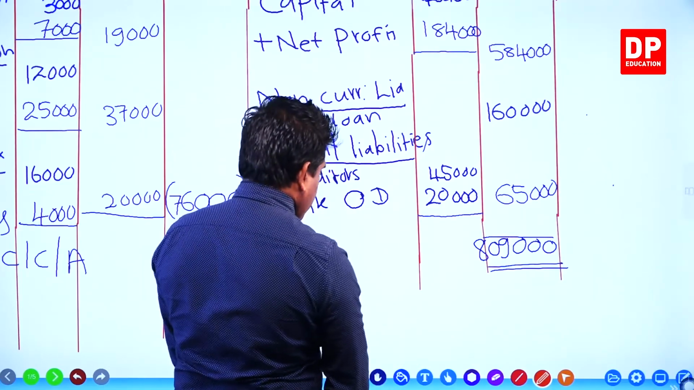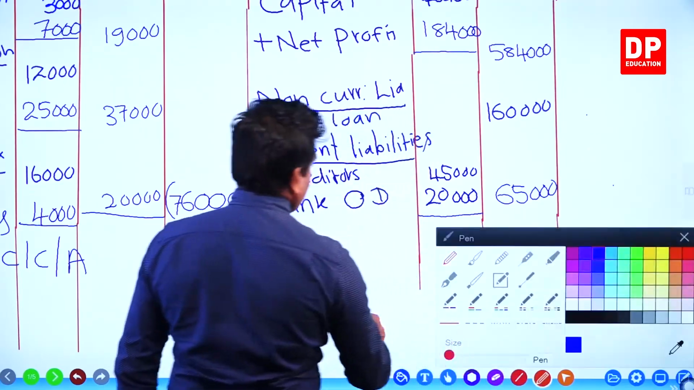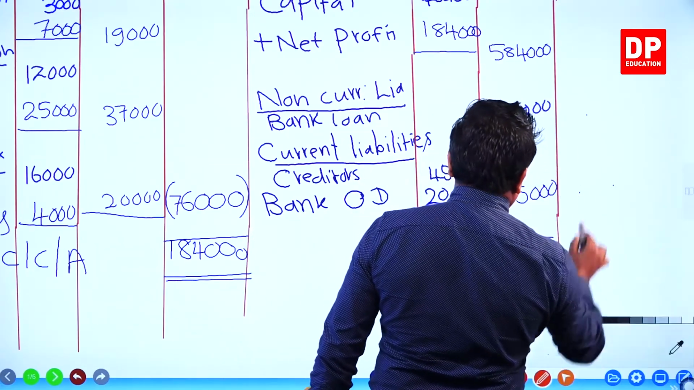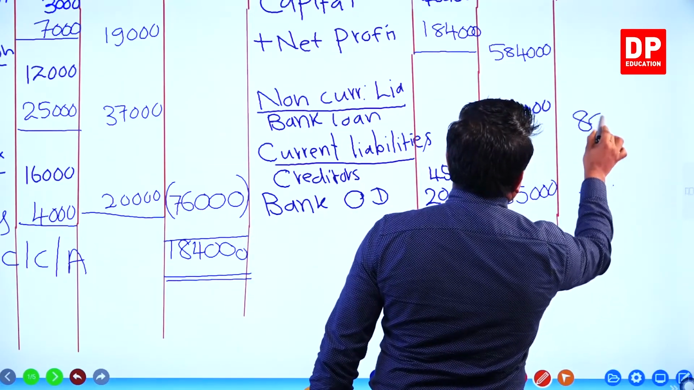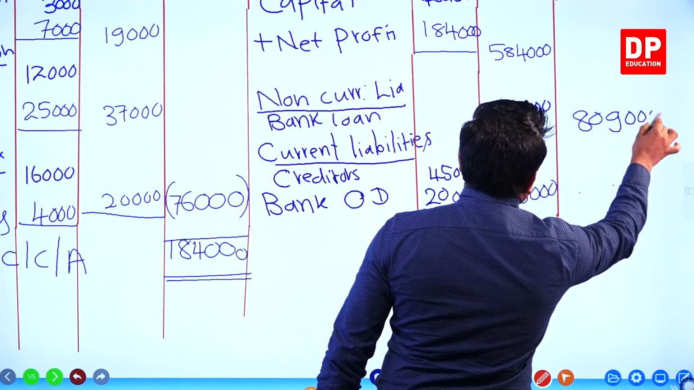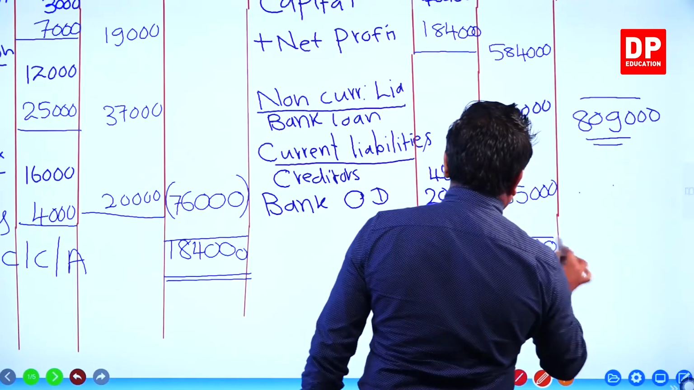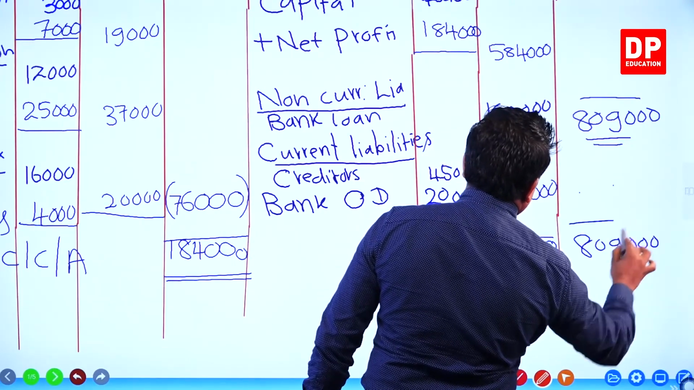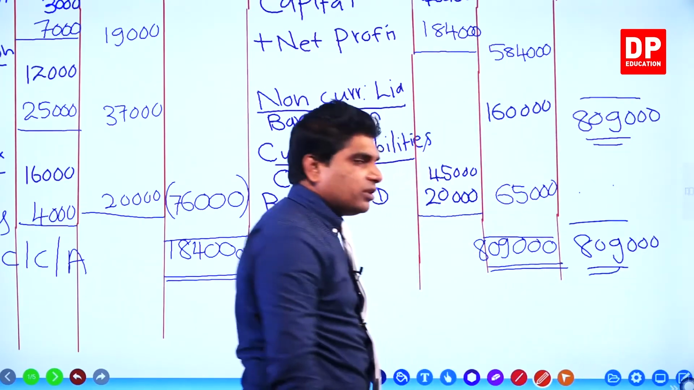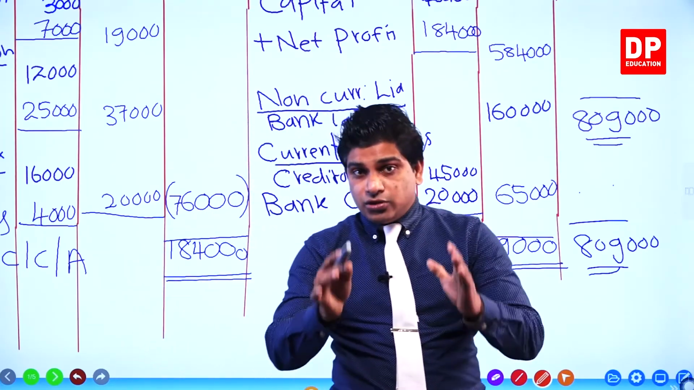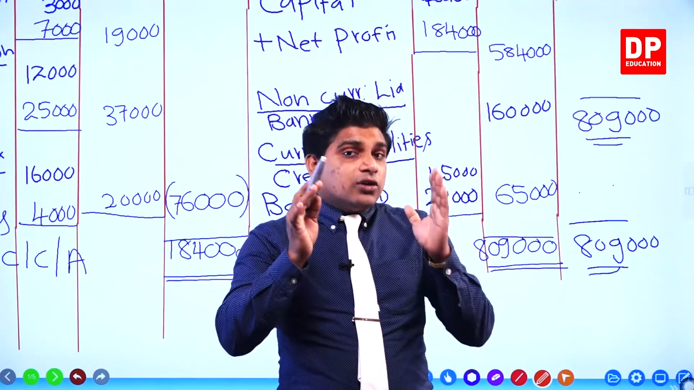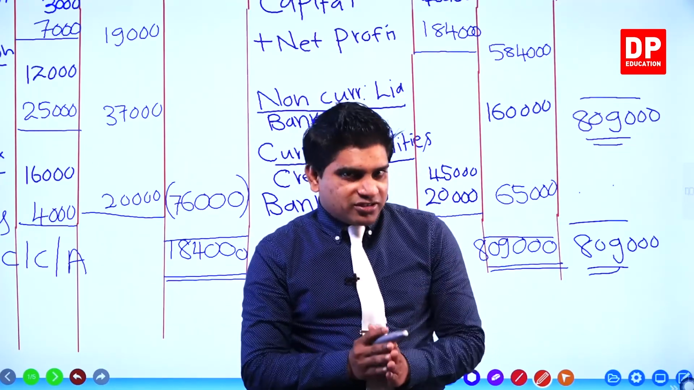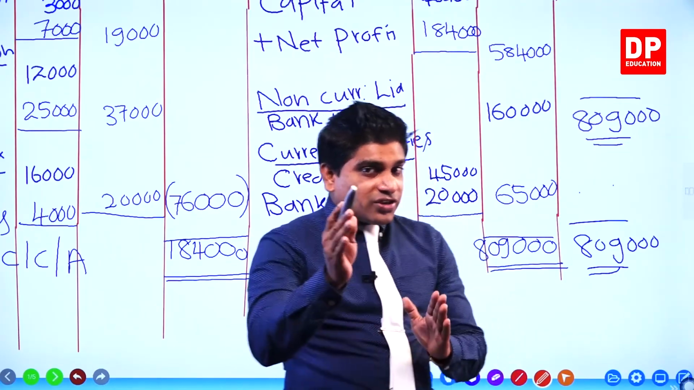Now you can see here the asset side. Above you got 809,000 total assets. Capital plus liabilities is also 809,000, the same answer. According to the accounting equation, as you know from grade 10, total assets should be equal to capital plus liabilities. Now this question is finished.